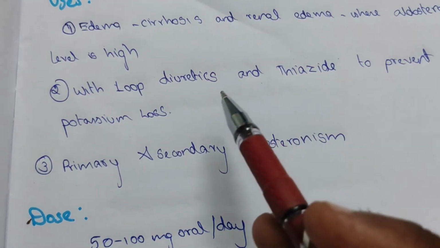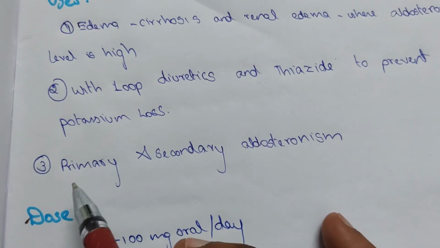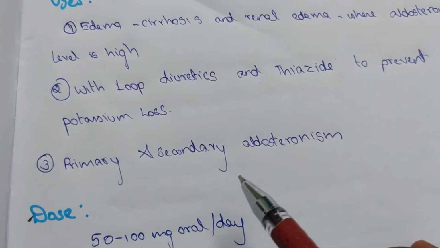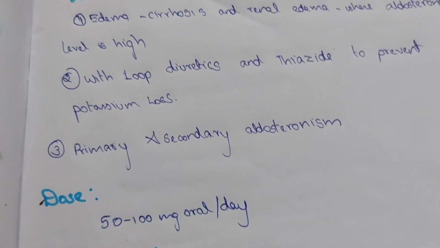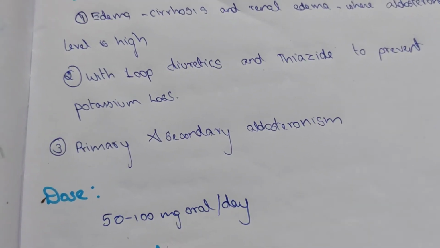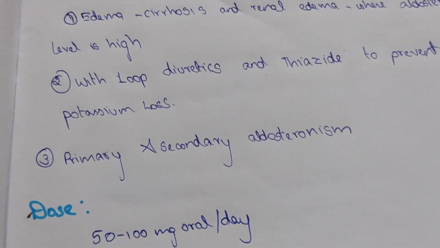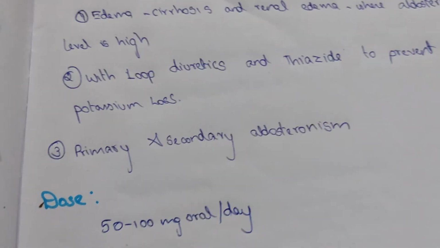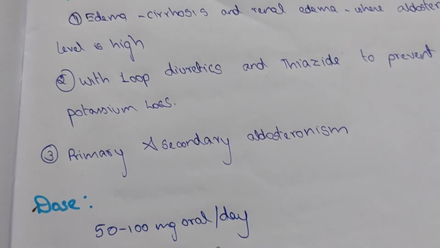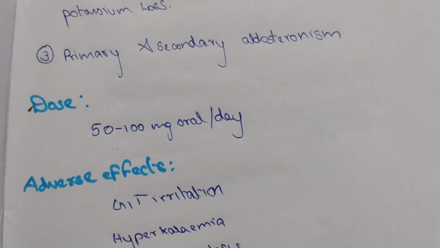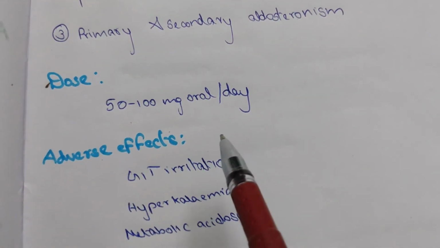We will see loop as well as thiazide diuretics in the next video. It is also used in primary and secondary aldosteronism. When the body has more aldosterone, it is known as aldosteronism, and it is of two types, primary and secondary. In this condition, we can give the antagonist of the aldosterone. Dose is 50 to 100 mg orally per day.